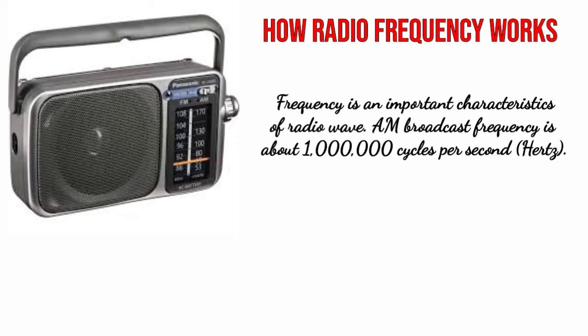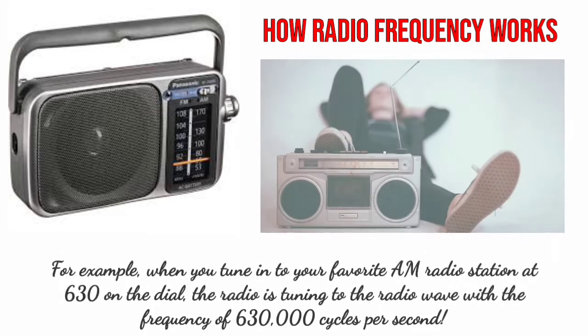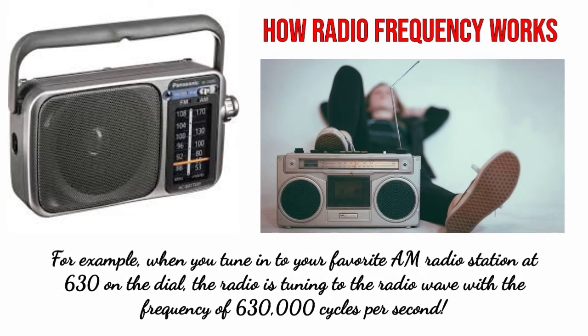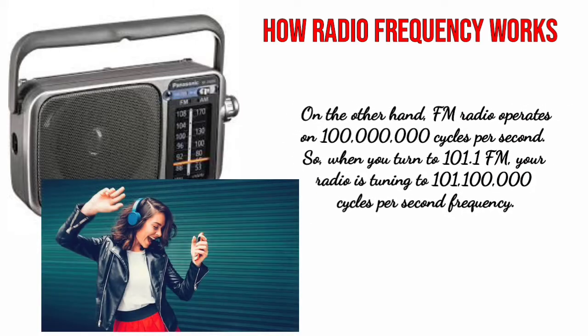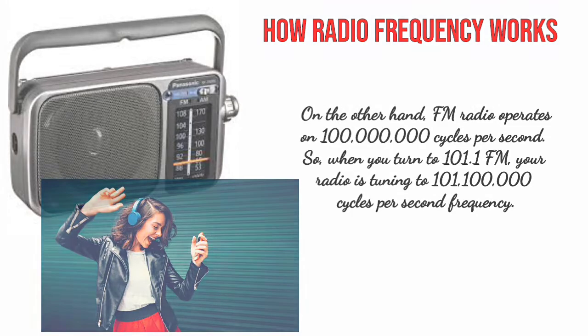Frequency is an important characteristic of radio wave. AM broadcast frequency is about 1 million cycles per second. For example, when you tune in to your favorite AM radio station at 630 on the dial, the radio is tuning to the radio wave with the frequency of 630,000 cycles per second. On the other hand, FM radio operates on 100 million cycles per second. So when you turn to 101.1 FM, your radio is tuning to 101 million cycles per second frequency.